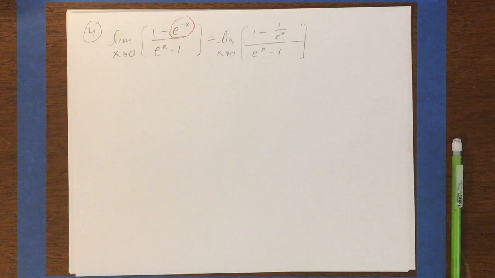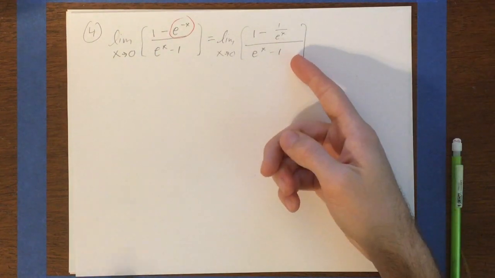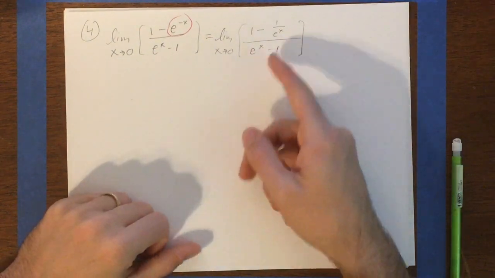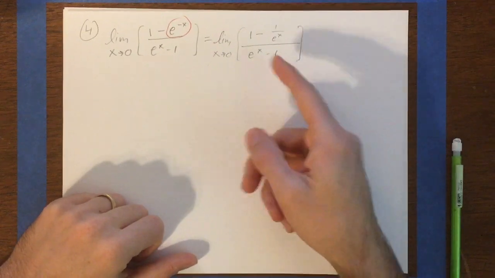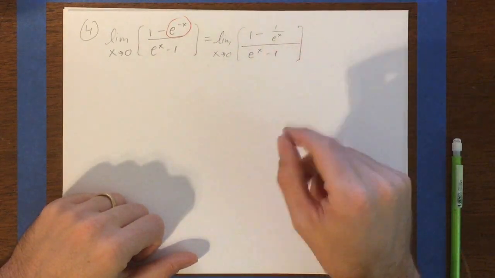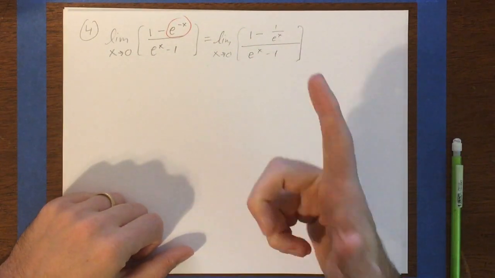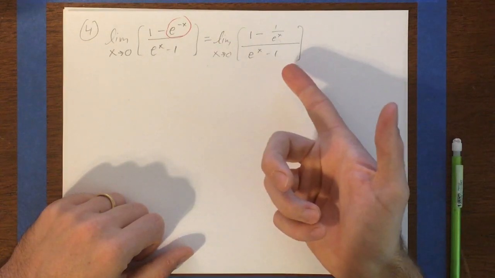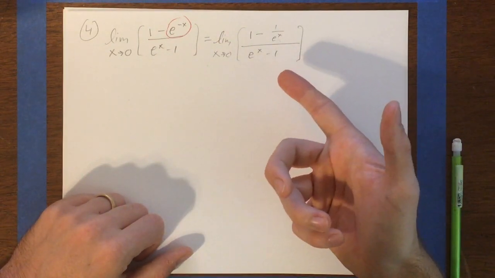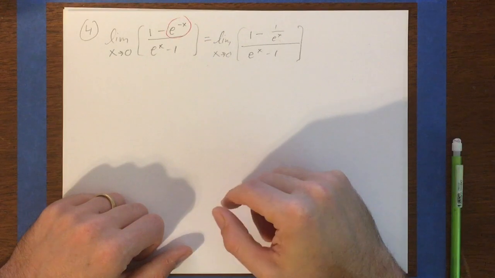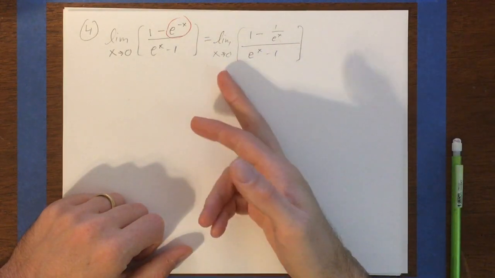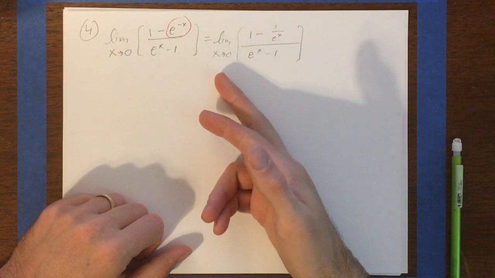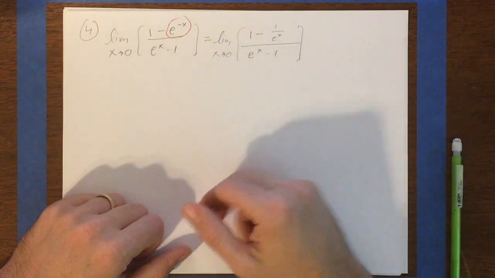Okay, this function is a combination of other things, fractions and rational functions and e to the x's and all kinds of messy stuff. But this here is actually a continuous function on its domain. So the question is, is it defined at 0? Well, what's e to the power 0?